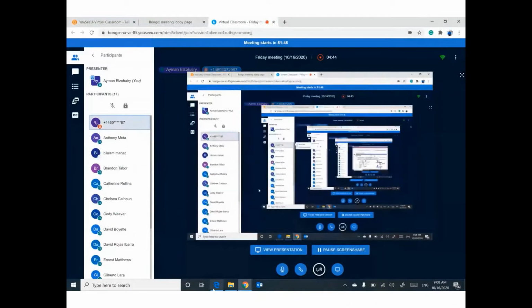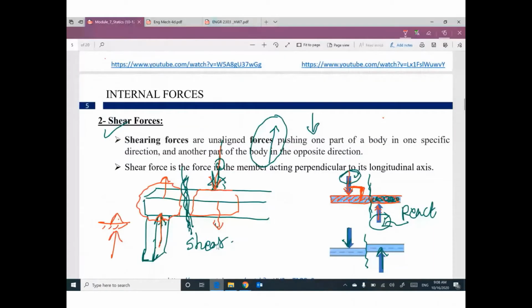force called shear forces. These forces which are causing shear must be opposite. We have two opposite forces, but both of them must be perpendicular to the member. So if you have a force and this force perpendicular to the member, we can expect shear.